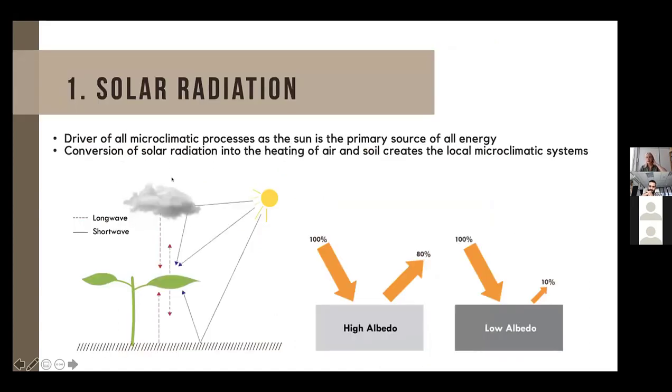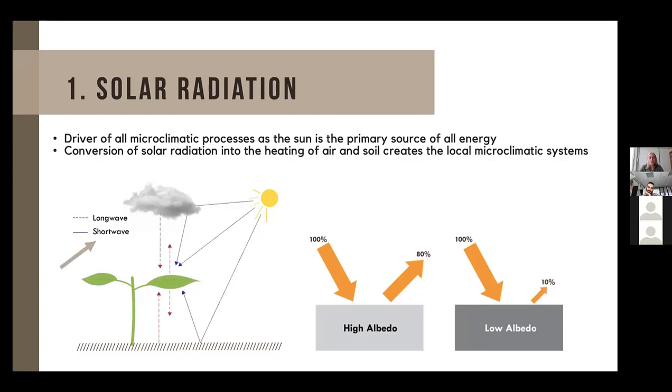So we'll start with solar radiation. And solar radiation is basically the driver of all microclimatic processes, as the sun is the primary source of all energy. And the conversion of this solar radiation energy into heating of the air and soil is actually what creates the local microclimatic system. So if we want to know how the microclimate works, we should definitely start with solar radiation.